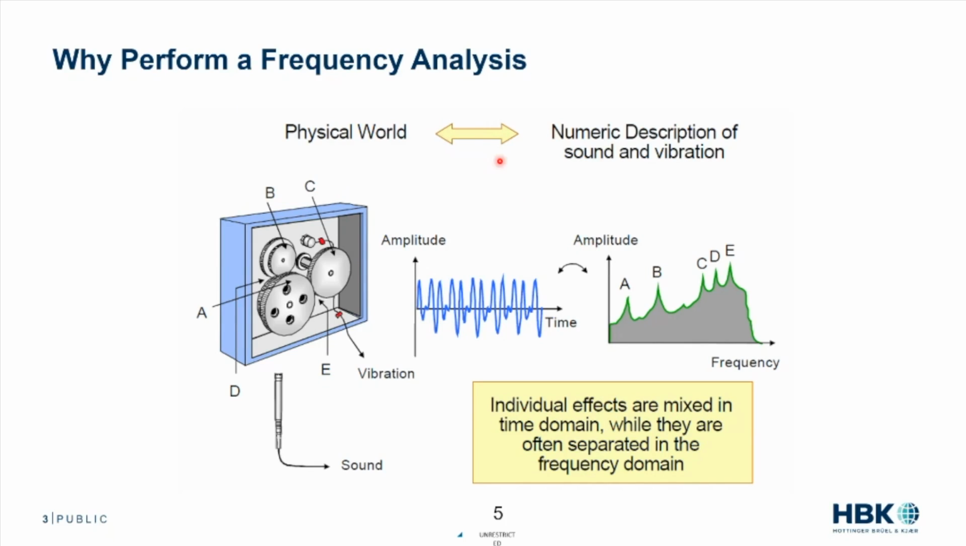So again, frequency analysis is taking time domain information and binning it into how frequently these events are happening. This allows us to separate events and identify that sound A is coming from part A, sound B is coming from part B, and so on. We can identify where problems are or where solutions might be.